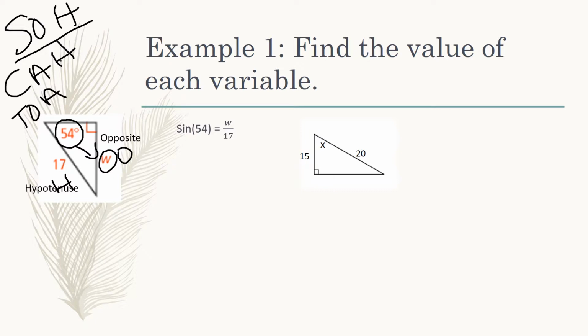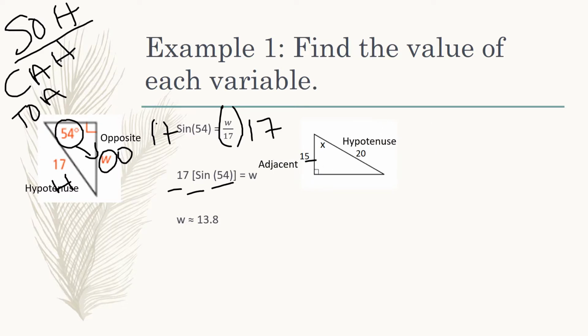I'm going to multiply both sides by 17. And we get 17 sine of 54 equals W. Now this is the exact answer, but normally we want a decimal equivalent, so we put that into a calculator. And we get approximately 13.8. In most calculators you could do 17 times sine of 54. In those calculators that are single view, you would do 54, the sine button, and then times 17, so working backwards.